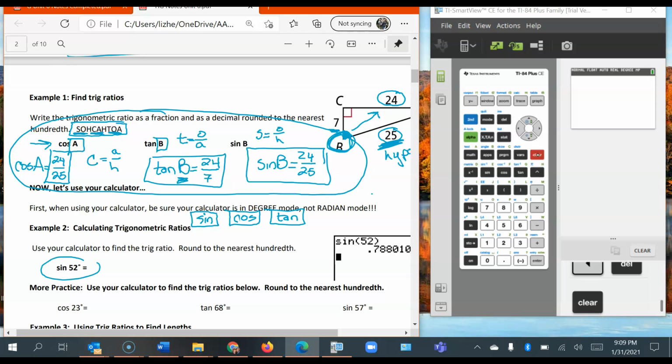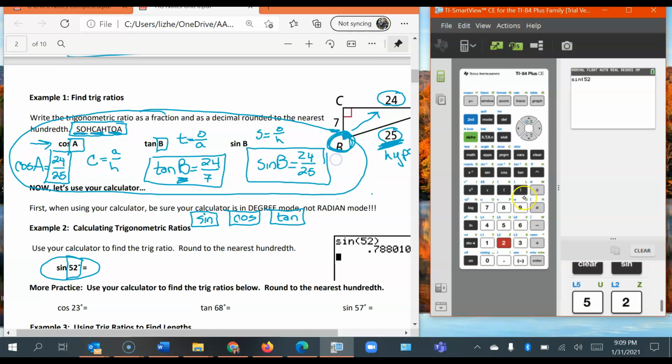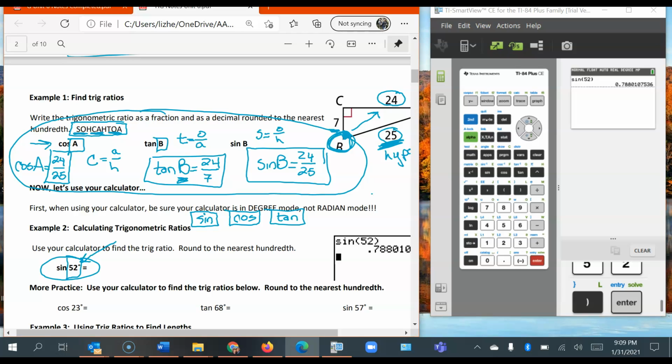So look at the problem here. It says the sine of 52 degrees. That's an angle measure. So you're going to do sine of 52, close the parentheses, and hit enter. Now, before you get excited about your answer, the first thing you need to do is make sure that you are in degrees. So to do that, go to mode.